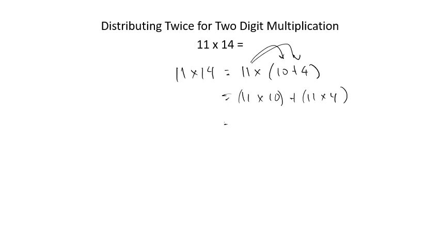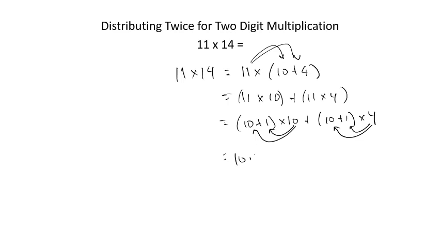But now we can also take that 11 and split it up into 10 plus 1. And now this 10 will distribute and this 4 will distribute. So you can see the way these problems normally work out, we're going to distribute in both directions. So this 11 distributed to the right and this 10 and this 4 distributed to the left. And so we get 10 times 10, 10 times 1, 4 times 10, 4 times 1.